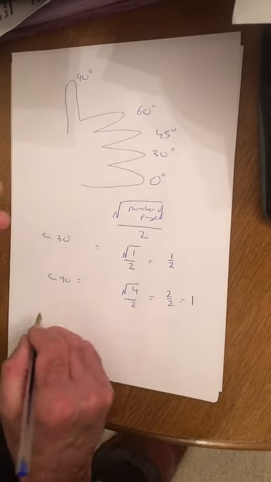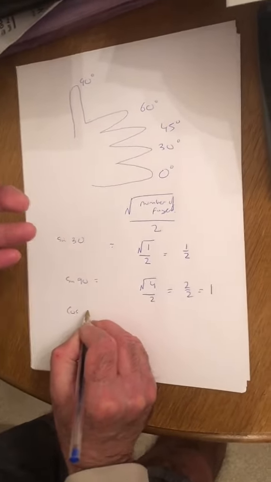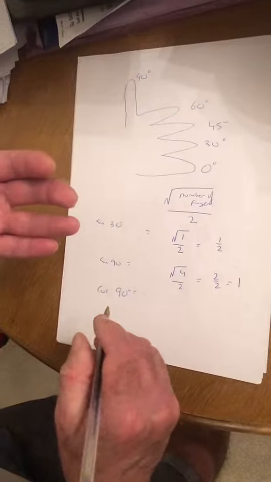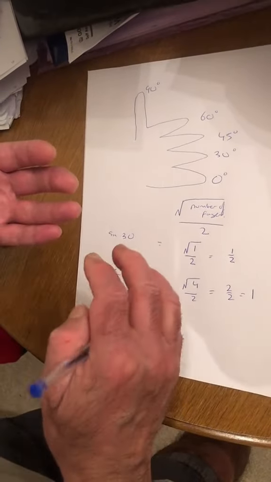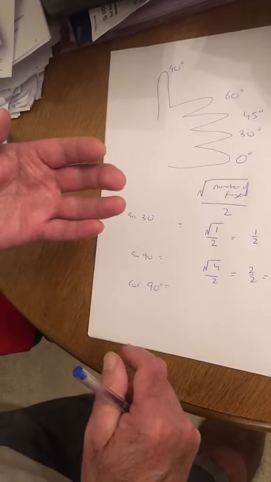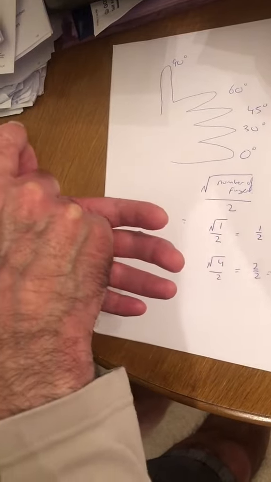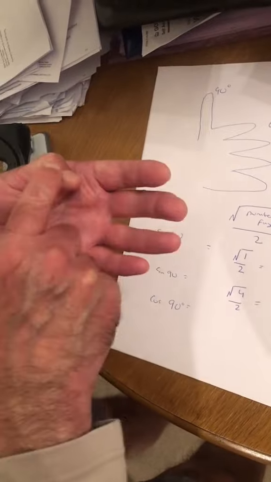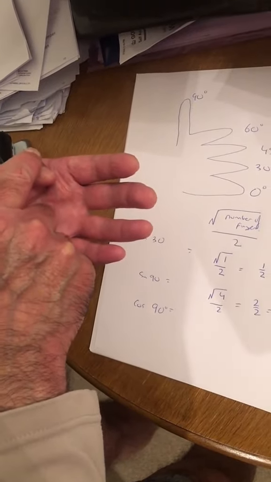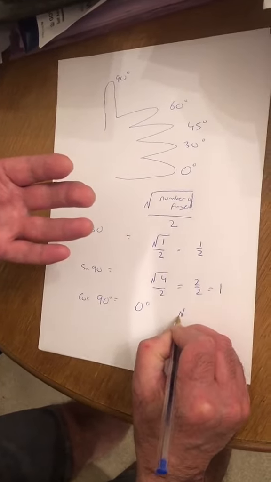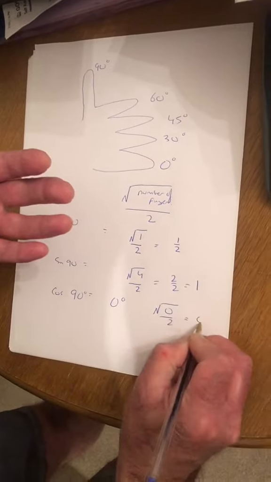Now, for the cosine rule, okay, let's look at an example there. Cosine of 90, for example. In this case, for cosine, you count the fingers above. So we're using the same thing, 0, 30, 45, 60, 90. That's our 90. So for cosine 90, we'll bend the 90 finger down. How many fingers above? Well, 0. So we end up with the square root of 0 over 2, which equals 0.